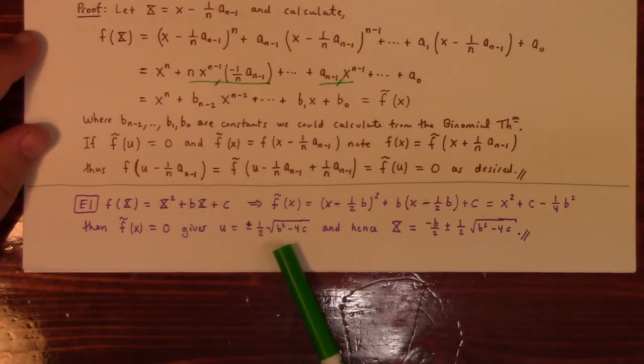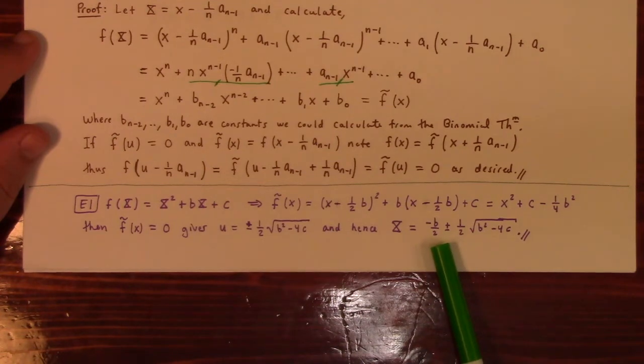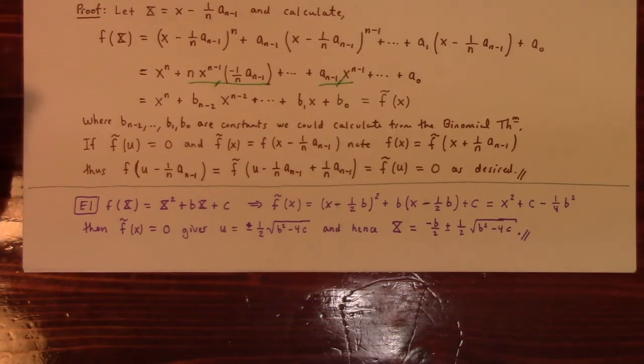And then using the lemma, the solutions to the original quadratic are the depressed solutions minus a sub n minus 1 over 2 in this case, which is minus b over 2. And of course we recognize that as the quadratic formula, in the case a equals 1.